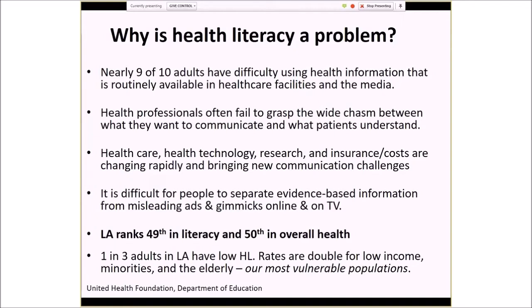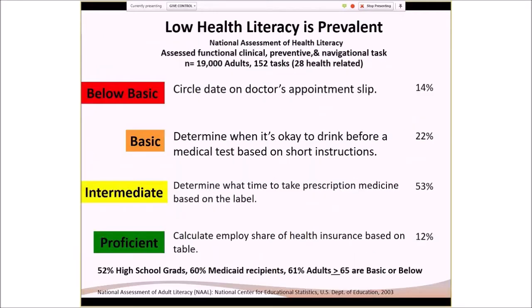About 34% of adults have the lowest literacy level in a recent national study. So there's only been one national assessment of health literacy. It was really an assessment of literacy, but they asked 56 questions about health. And in this survey, it wasn't a telephone survey. They knocked on doors and just interviewed people that were at the house. And the health questions assessed functional, clinical, preventive, and navigational tasks.